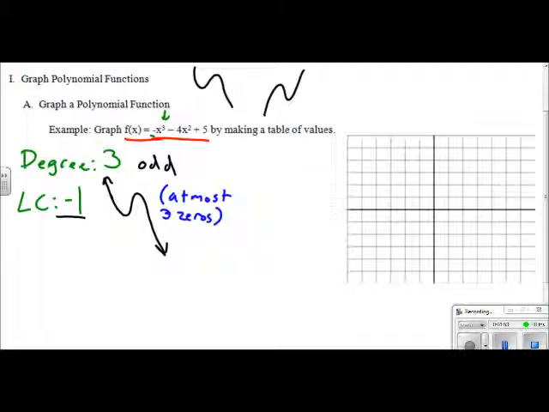Now, if we want, we can also find the y-intercept. Remember, y-intercept is just when x is 0. So all we could do is just call this 0 and call this 0. So our y-intercept is 5. So that was actually pretty nice and easy, pretty quick to find that y-intercept.